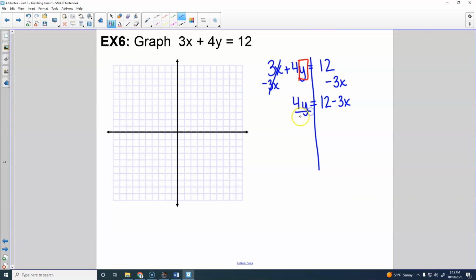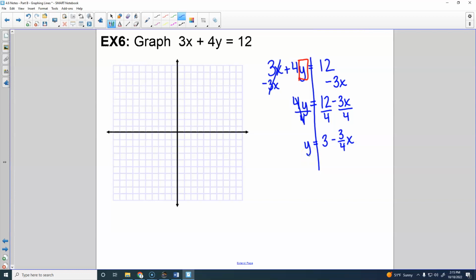Now we're going to divide by 4. So y is going to equal 3. 3 divided by 4, what is that? We're just going to leave it negative 3/4 x.